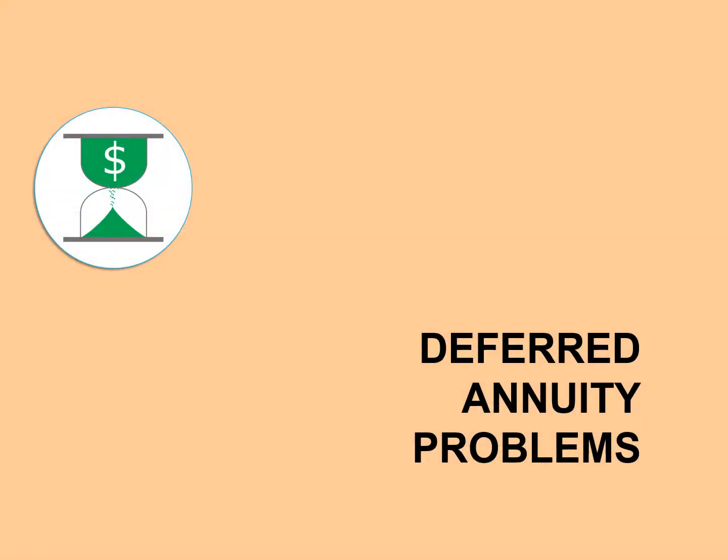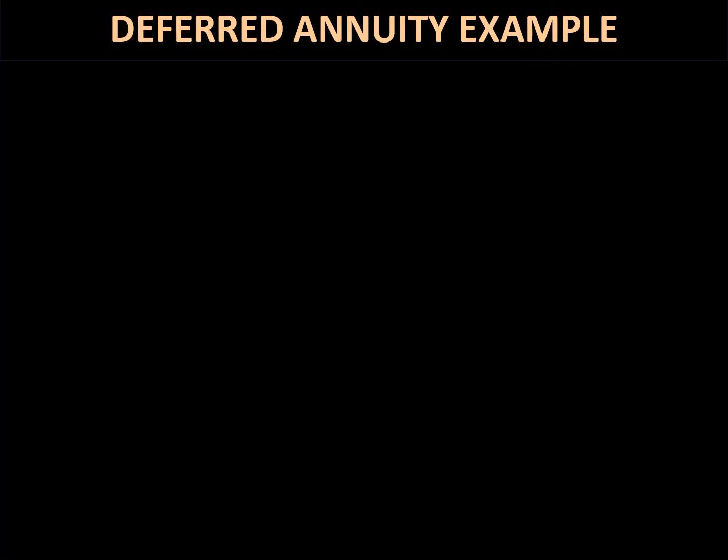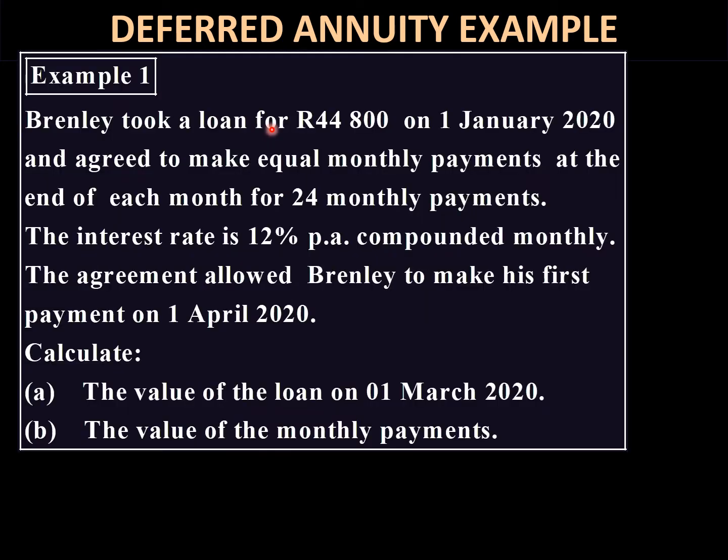Now let's start applying these concepts of deferred and missed payments, and we're going to have 2 problems on deferred annuities. Let us consider the first example. Brenny took a loan for 44,800 Rand. He took it out on the 1st of January 2020.